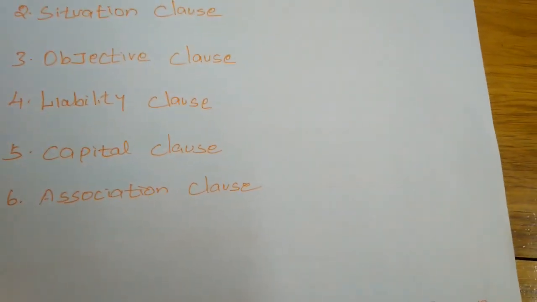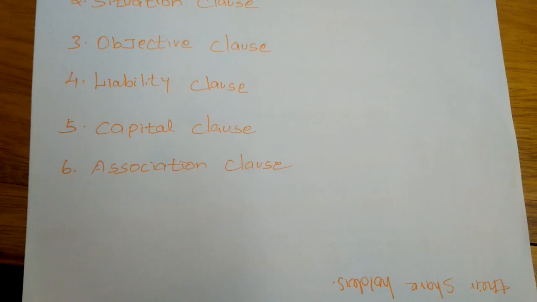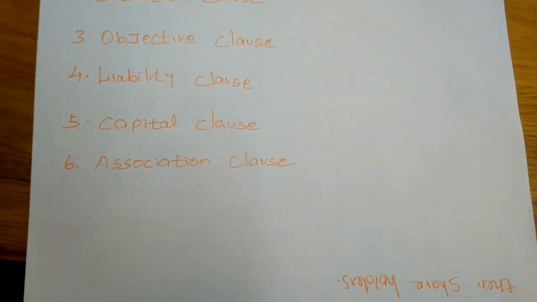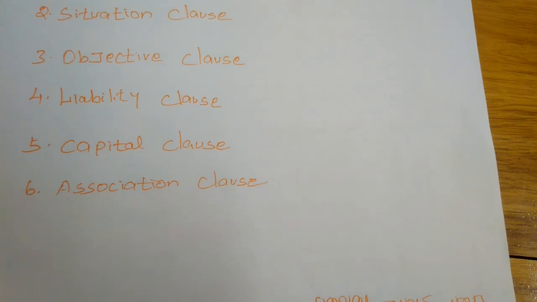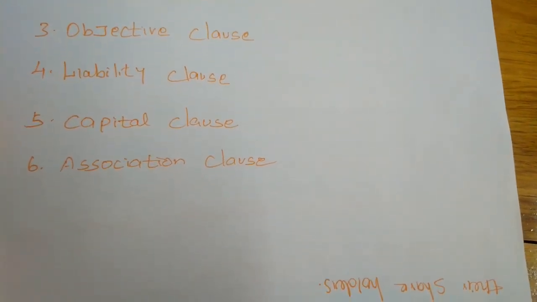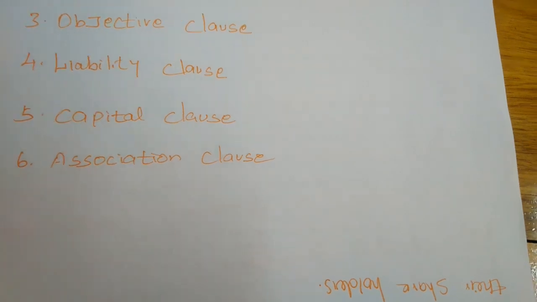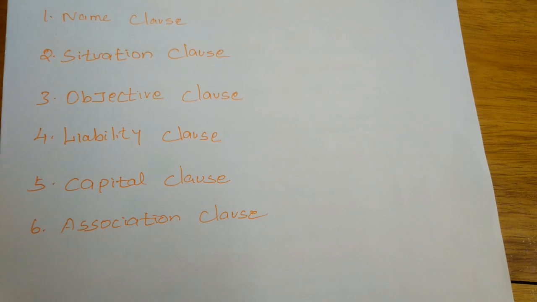So in this association clause, the signatures of the members who have signed the memorandum of association are included. The signing must be done in the presence of a witness who must also append his signature. Those signatures carry more value, so that person's signature must be mentioned.